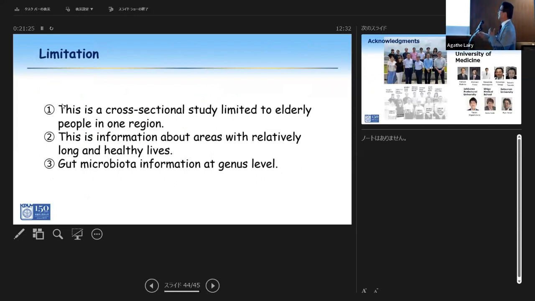This is a cross-sectional study limited to elderly people in one region, so this is information about an area with relatively long and healthy lives. And gut microbiota information at the genus level is also limited.